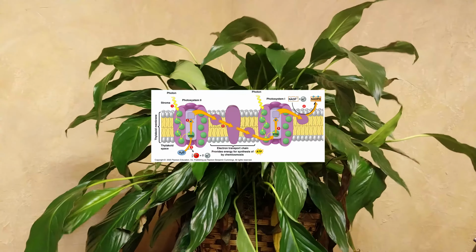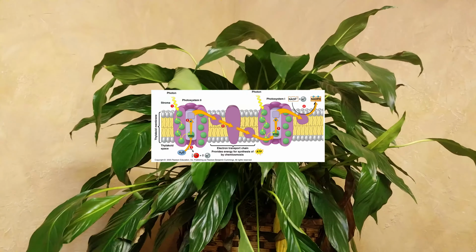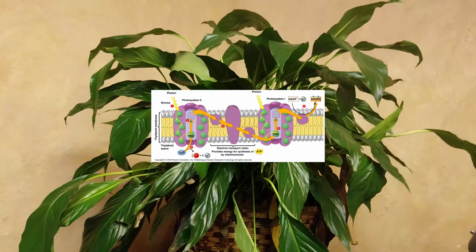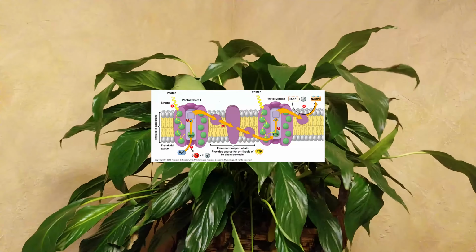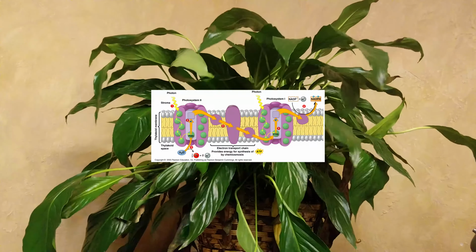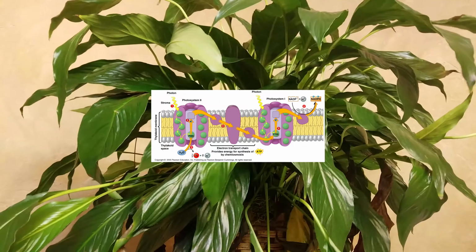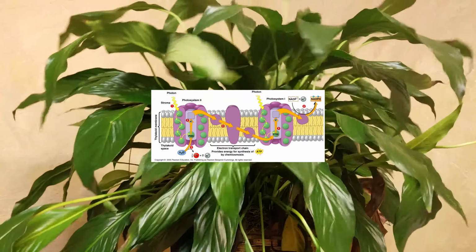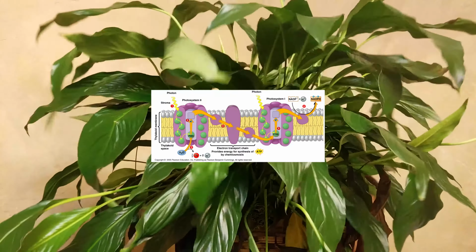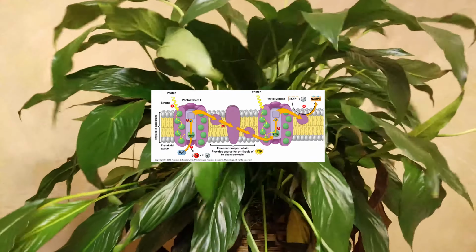When a photon of light strikes a photosystem, an electron in a pigment molecule is excited to a higher energy level. This excited electron is passed from one pigment molecule to another until it reaches the primary electron acceptor. A water molecule is split into two electrons, two hydrogen ions, and an oxygen atom. The electrons replace the one that went to the primary electron acceptor. Oxygen is now a waste product.